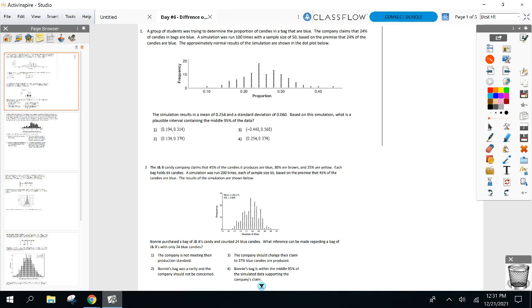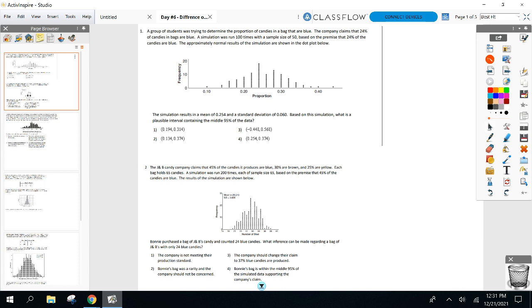All right, so let's just review real quick before I get you out of your seat. We got this group of students, a bag of candies, and the proportion that are blue in there. The company claims, you guys can read it, that 24% are blue. So we did a simulation 100 times, with 50 candies in each bag, and saw how many were blue.